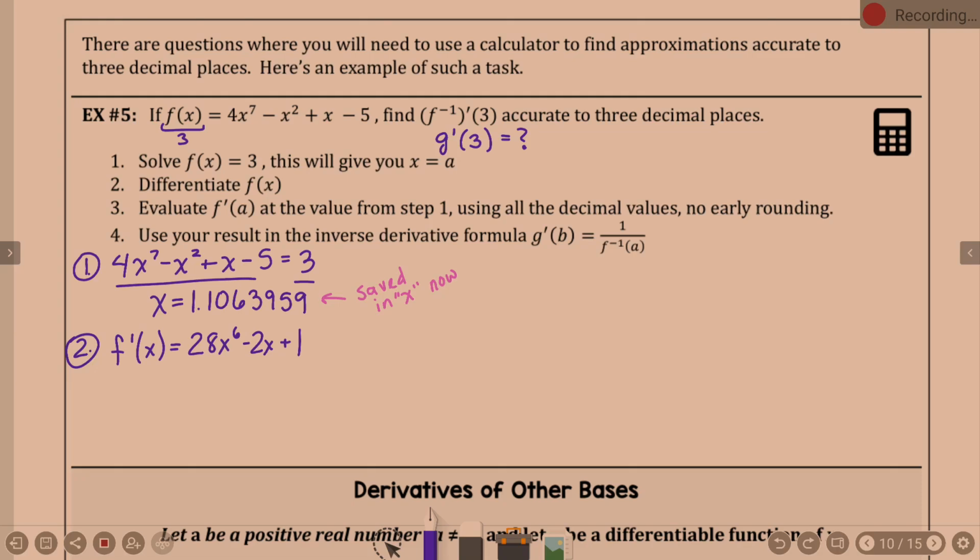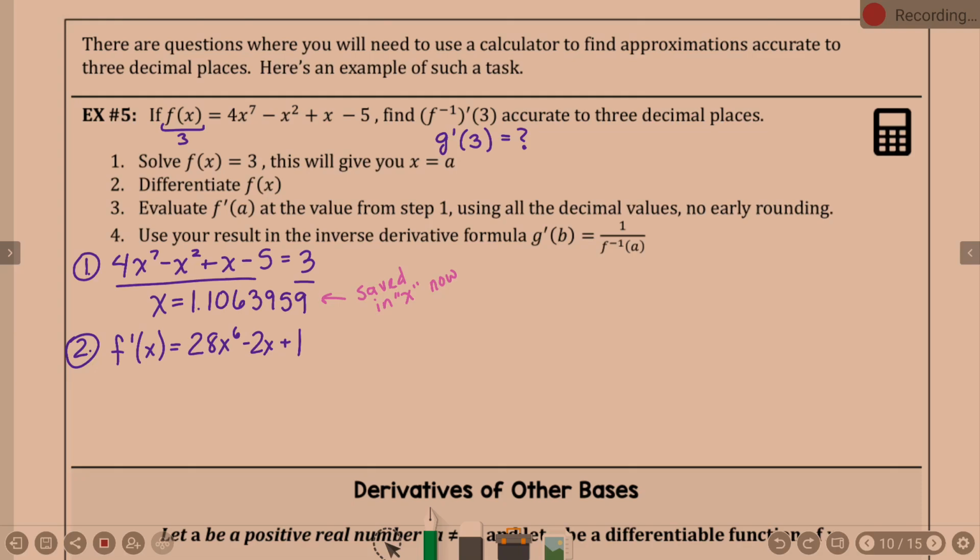Should work out to be something like mine. Okay. Now, step 3 officially says evaluate f prime of a at the value from step 1 using all the decimal values, no early rounding. So here's what I'm going to do, guys.